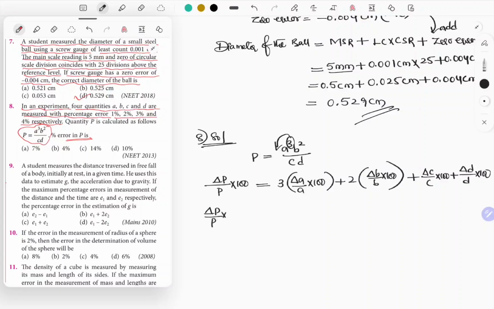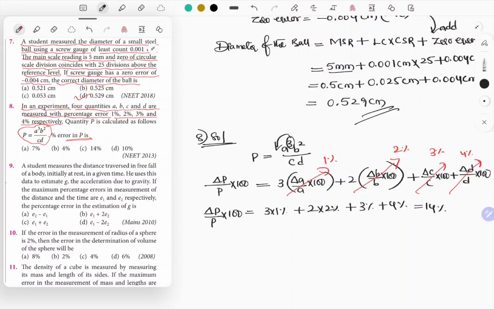Delta P by P into 100 is equal to, so if you observe, percentage error in measurement of A is going to be 1%. In B, they have given 2%. Here it is 3%, then 4% respectively. Let me add all of them. So what is the answer we are going to get? 3 into 1% plus 2 into 2% plus 3% plus 4%. If you add all those things, the final answer that we are going to get is 14%. This is the answer.